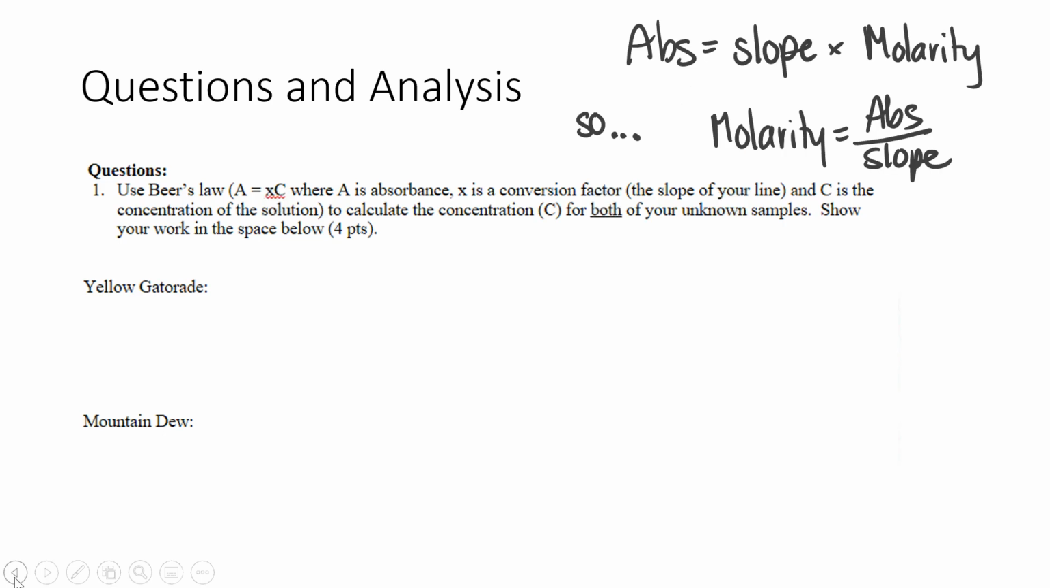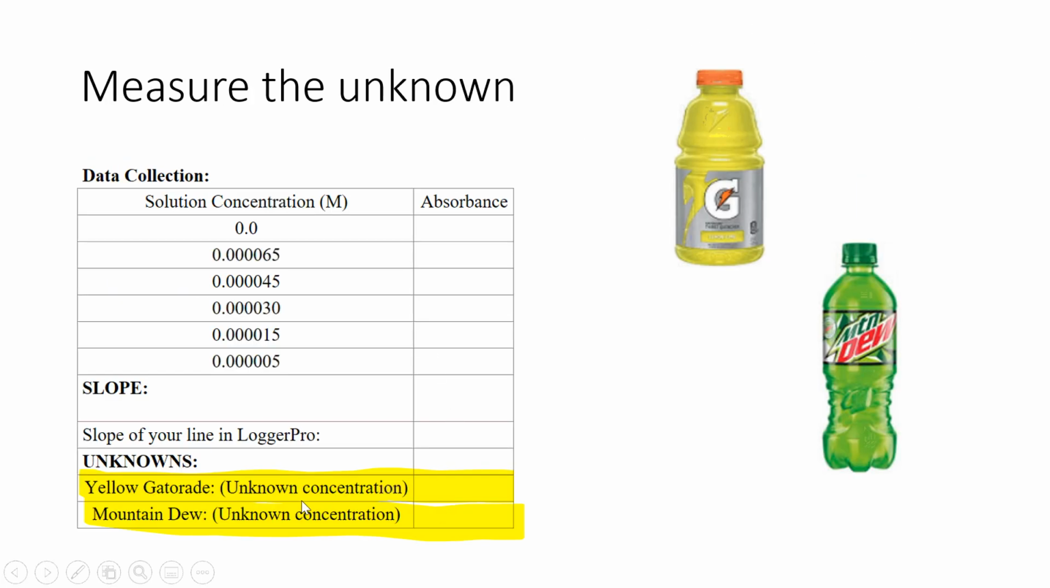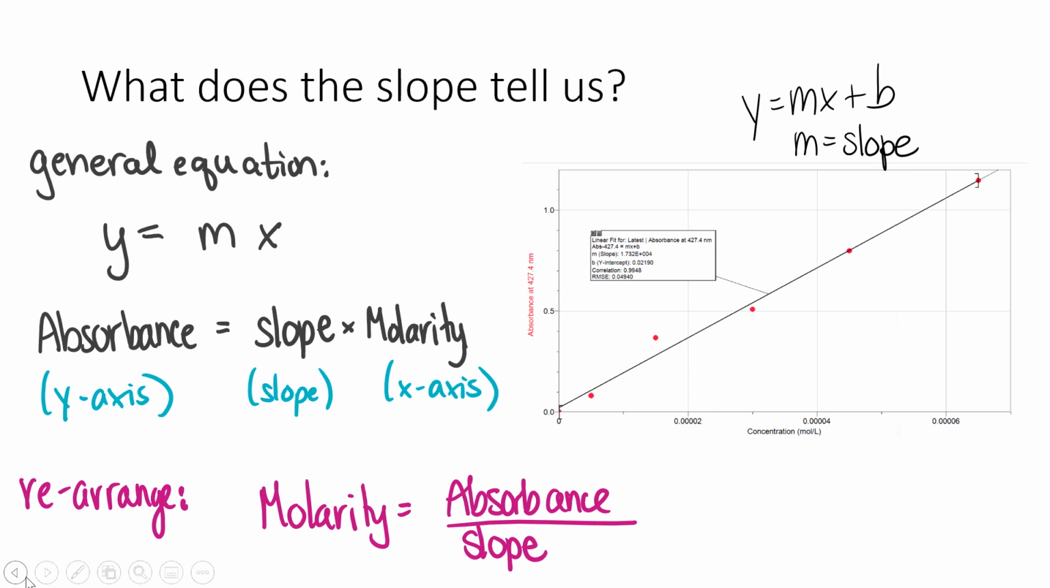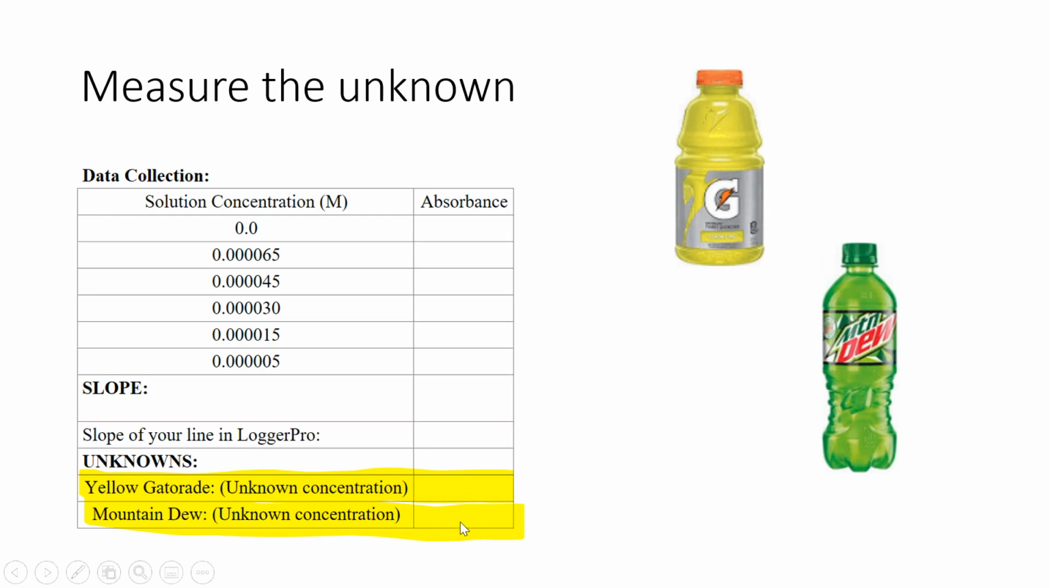And notice how they're not going to be part of the graph because we don't know what the molarity is. So we can't graph it because we don't know what the x value is. We only know the absorbance. Okay, but you should measure the absorbance of your unknowns.